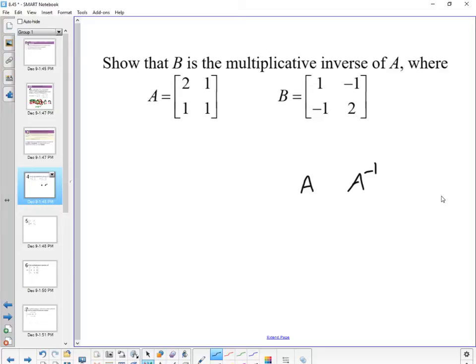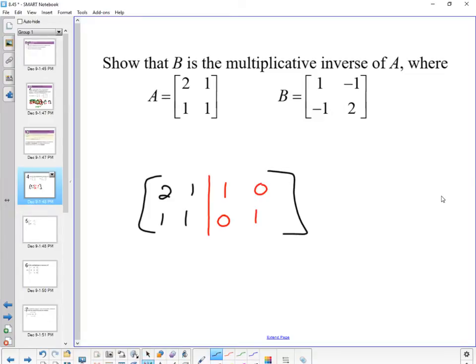Now here is the unfun method. 2, 1, 1, 1. I'm going to create an augmented matrix, and on this side, I'm going to put in the identity for this. So it should be 1, 0, 0, 1, correct? I'm showing you the method for finding the inverse matrix. Right now I'm starting with matrix A, and I want to convert this into matrix B. Does that make sense?